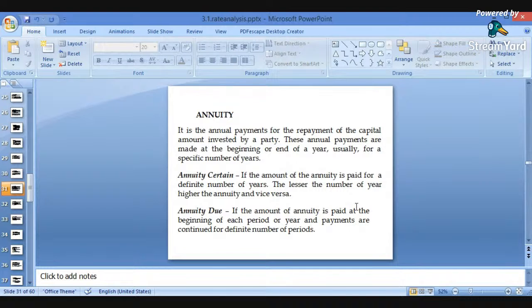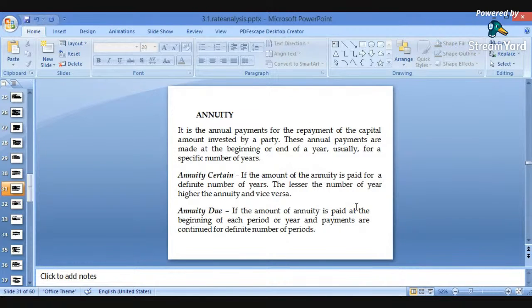These annual payments are made at the beginning or at the end of a year, usually for a specific number of years. Annuity is certain. The amount of annuity is paid for a definite number of years. The lesser the number of years, the higher the annuity, and vice versa. If the number of years is less, the annuity will be more. The amount which has been kept aside as a capital income will be more. If the years are more, the annuity will be less.